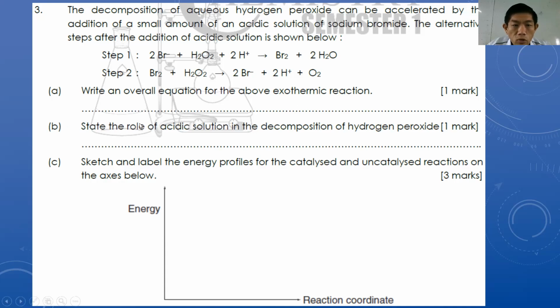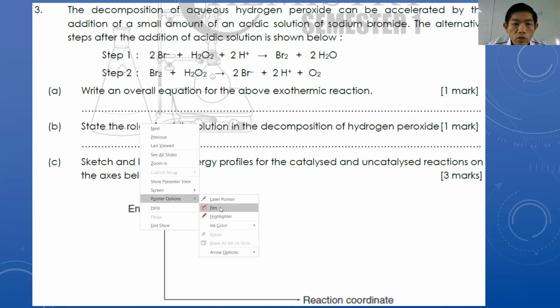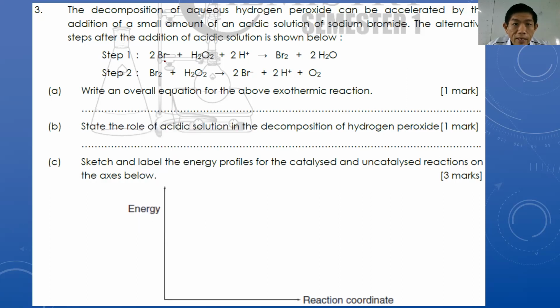So here, you should be able to know how to balance between the two equations. So if you cancel Br2 with Br2, and then 2H plus with 2H plus, and then 2Br minus with 2Br minus, at the end of the day, what would you get? You get 2H2O2 give 2H2O plus O2. So that is how you write an overall equation based on the steps given to you in the question.